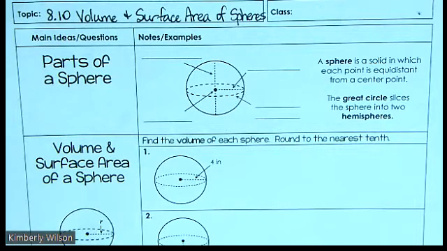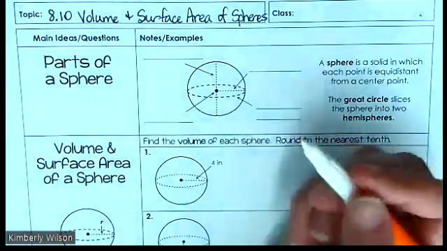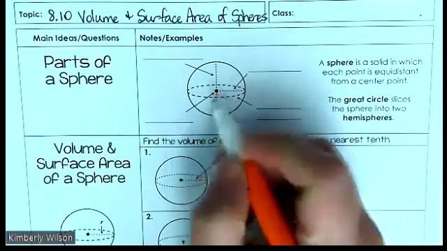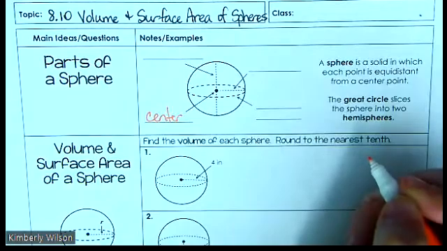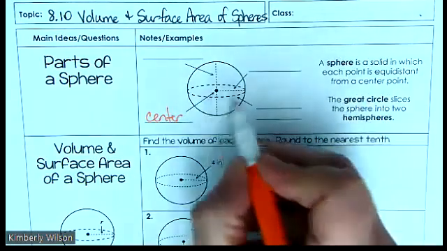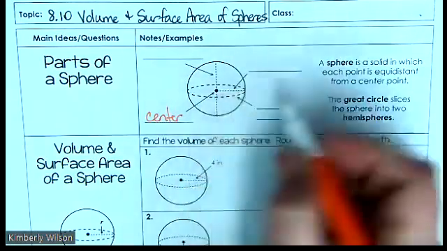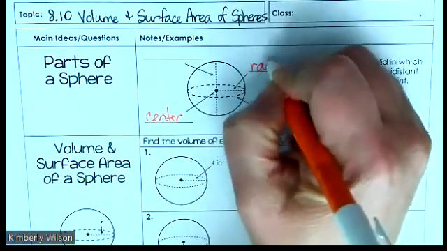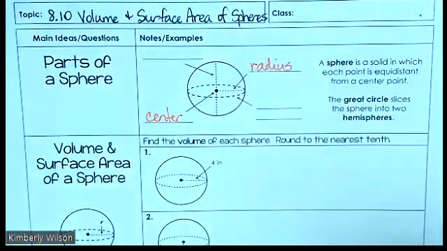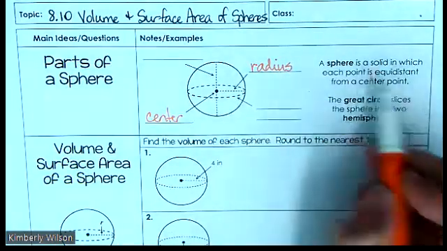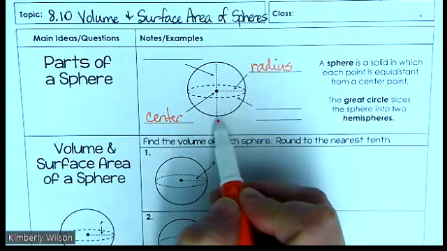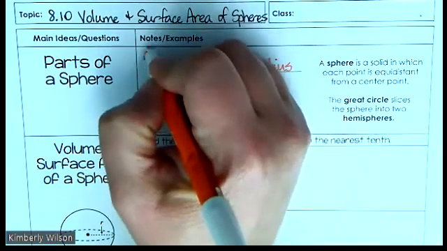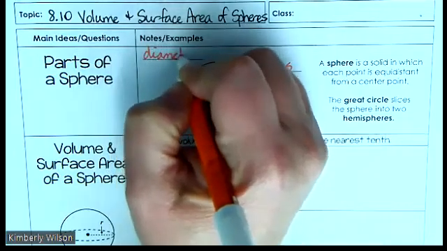So let's start off by labeling the different parts of the sphere so we make sure we understand. Okay, this dot, that is referred to as the center of the sphere. The radius is the distance from the center to the edge. The distance all the way across the sphere or the ball is the diameter, and it goes through the center.